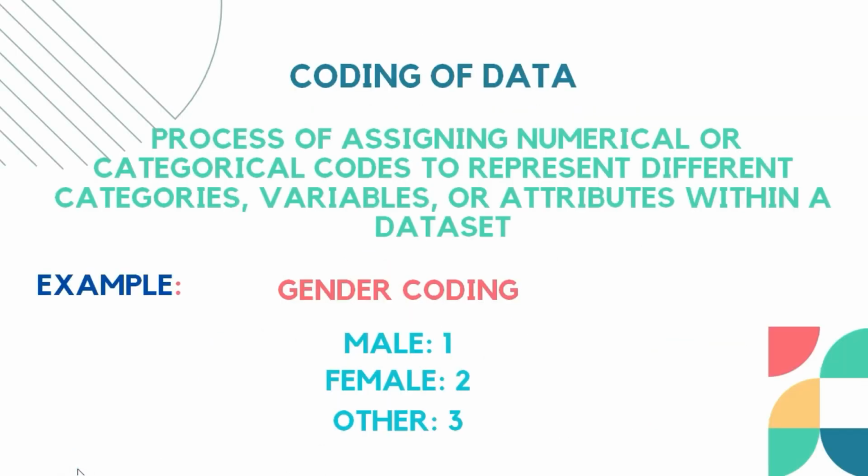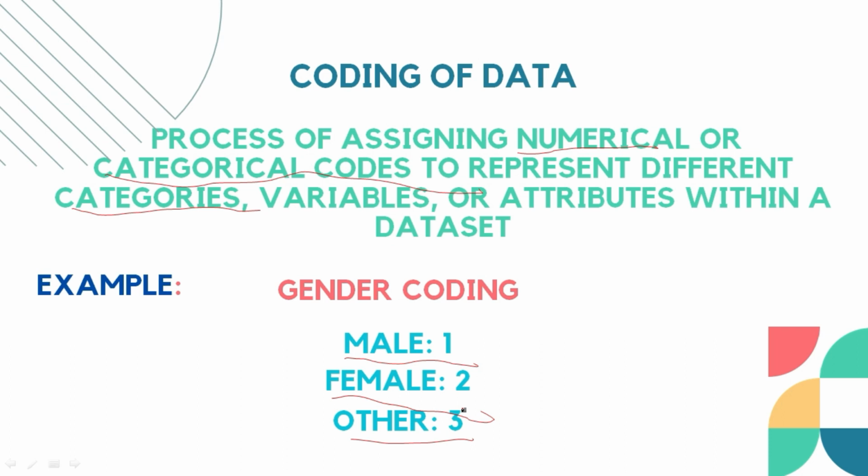Okay, so the next one is coding of data. What is coding? See, data coding is a process of assigning numerical or categorical codes to represent different categories or variables or attributes within a data set. So in a data set there may be different categories or different variables. For example, here I have provided coding for gender. Okay, in a research, if we have male, female and others as three categories, what the researcher does is code male as 1, female as 2 and others as 3. So this is done to organize, to categorize and analyze it more efficiently.